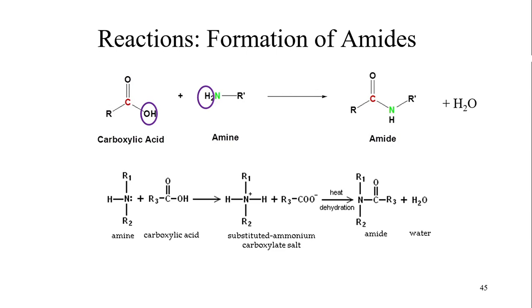Here is the process of making an amide in more detail. Although at the top we have shown the simplified process, the way it actually happens is that you initially have an acid-base reaction in which a proton is transferred from the acid to the amine, giving you a substituted ammonium salt, and then you have the carboxylate anion in there. But in the presence of heat, water is removed, and that's how you get the amide.